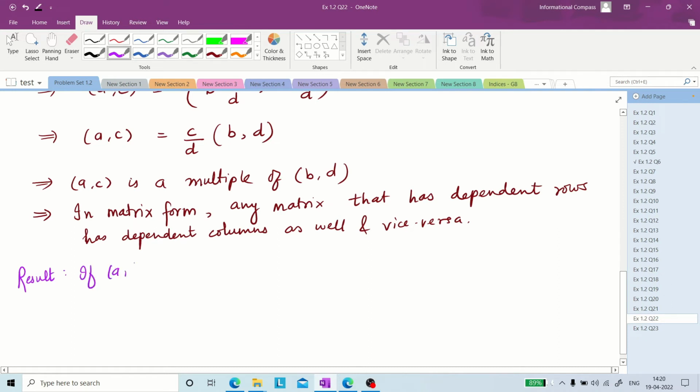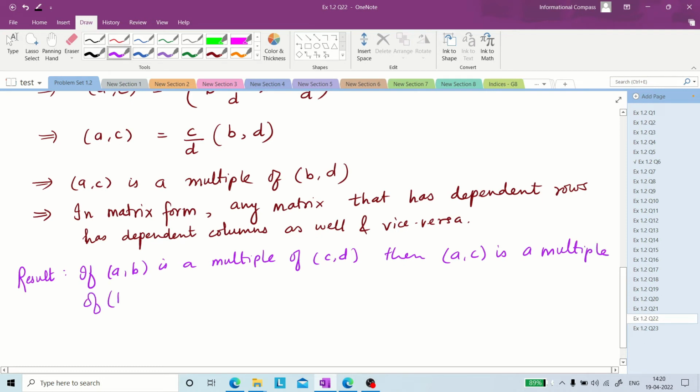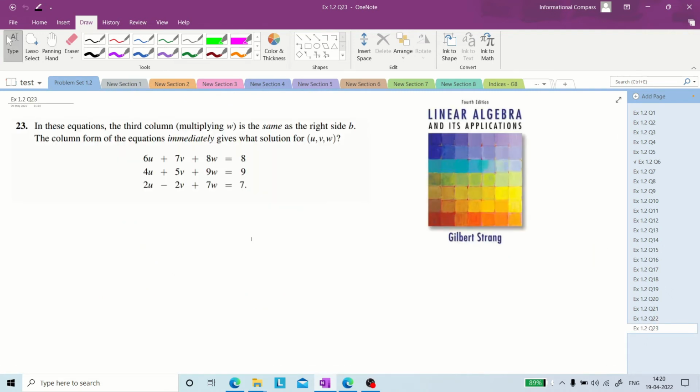If (A, B) is a multiple of (C, D), then (A, C) is a multiple of (B, D), and (A, C) is equal to C over D times (B, D). Got it? Moving on to the last question of this exercise. I hope you're clear with all the questions.